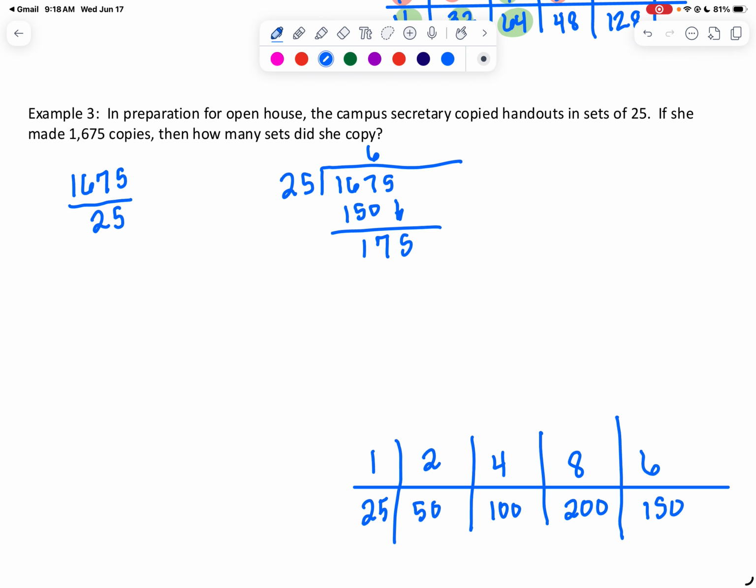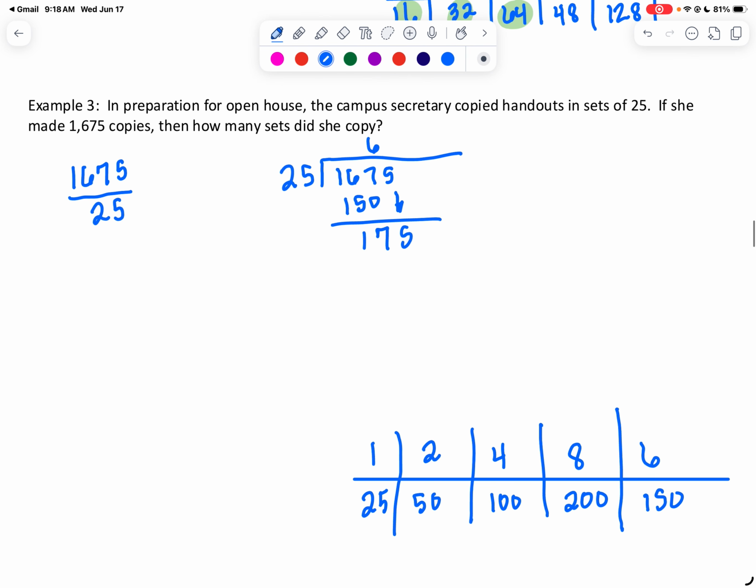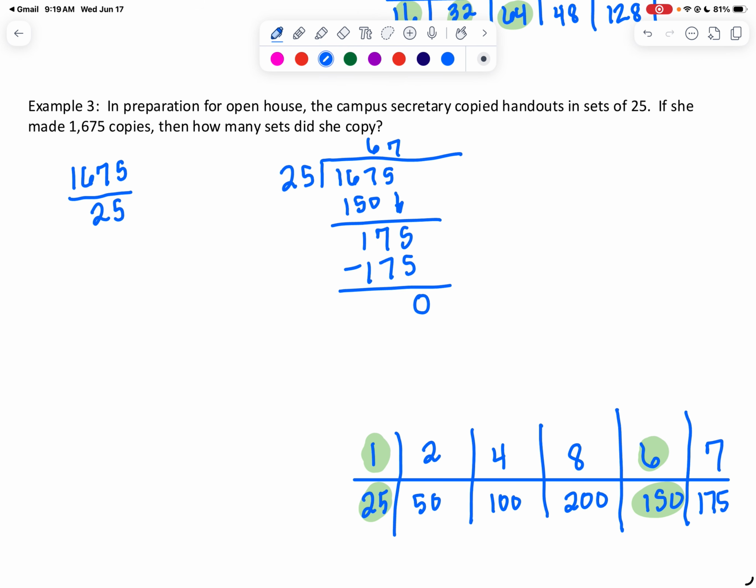Bring down the 5. So now we need 175. So it's going to be smaller. If I'm looking at my ratio table, 8 times gives me 200. So I know it's something smaller than 8. So let's try 7. So to get 7, I'm going to use the 1 and the 6, because 1 plus 6 is 7, which means I need to add the 25 and the 150. Oh, and what do you know? 175. So this is a 7. 7 times 25 is 175. Subtract. That gives me a remainder of 0.